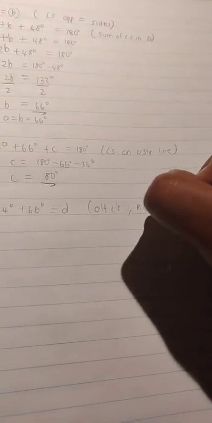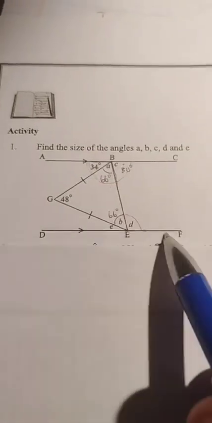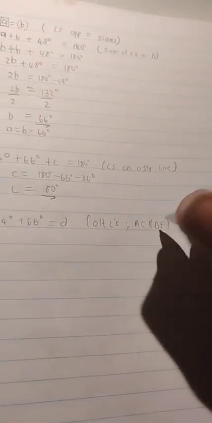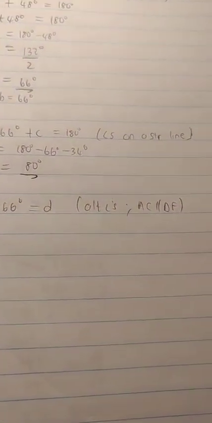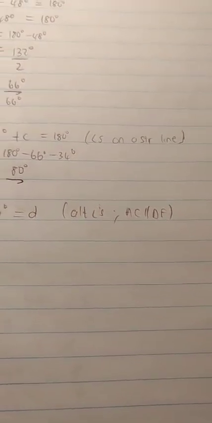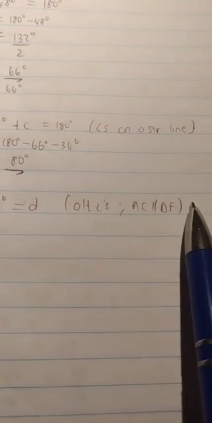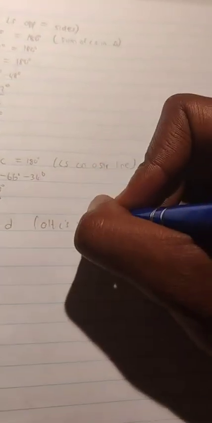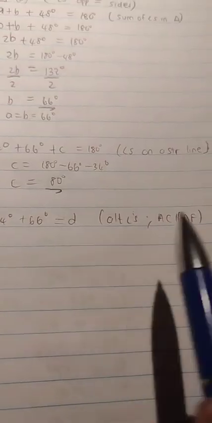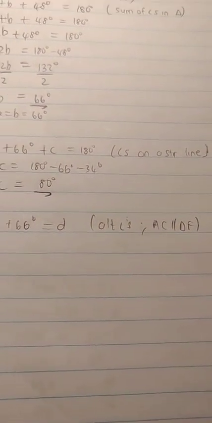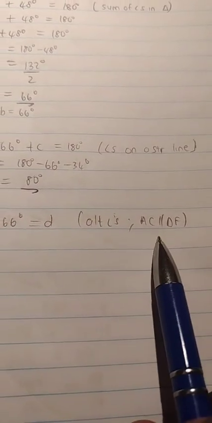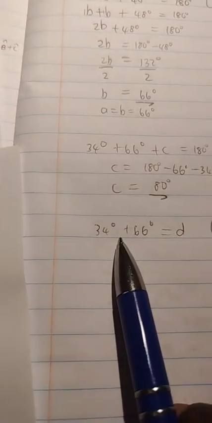Then don't forget, guys, to state the lines that are parallel. AC is parallel to what? DF. If you omit to state the lines that are parallel, your reason is incomplete and it is not fully correct. If you do not state the lines that are parallel in conjunction with alternate angles, your reason is incomplete and it is not appropriate.